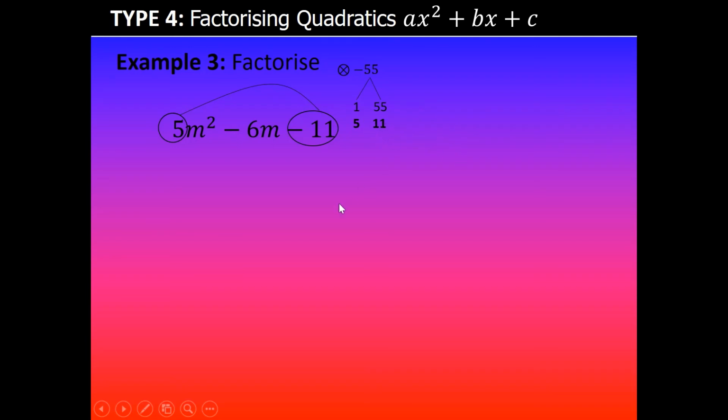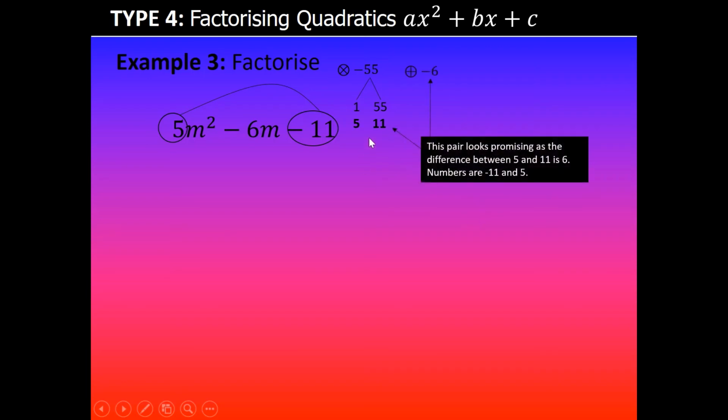So once I've looked at this, it's easier for us to see that the difference between 5 and 11 is 6. So the pair 5 and 11 looks promising in this case, and our numbers are negative 11 and 5, because minus 11 times 5 is minus 55, and minus 11 plus 5 will give you the middle term, which is minus 6. Now we'll use this to split the middle term. So splitting the middle term results in 5m squared plus 5m.